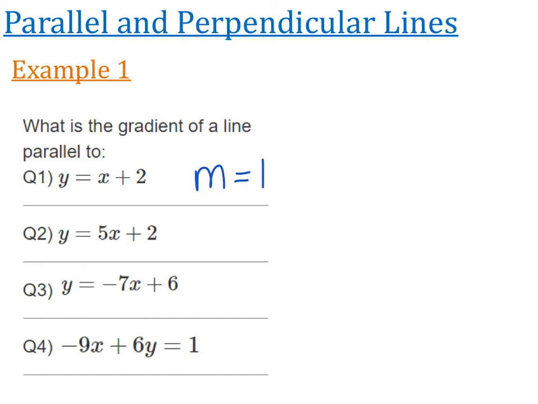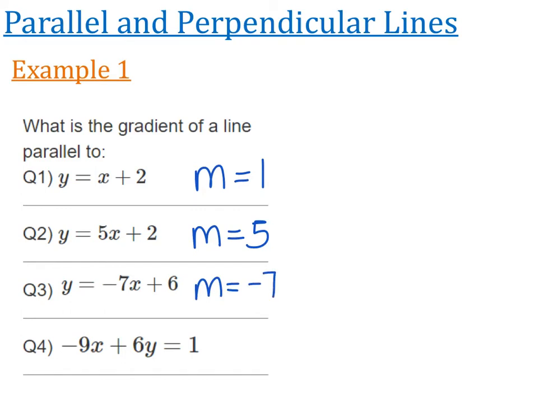For question 2, we've got y is equal to 5x plus 2. So the gradient that's parallel would be 5. For question 3, it gets slightly fancier. y is equal to minus 7x plus 6. The gradient that is parallel would be minus 7.